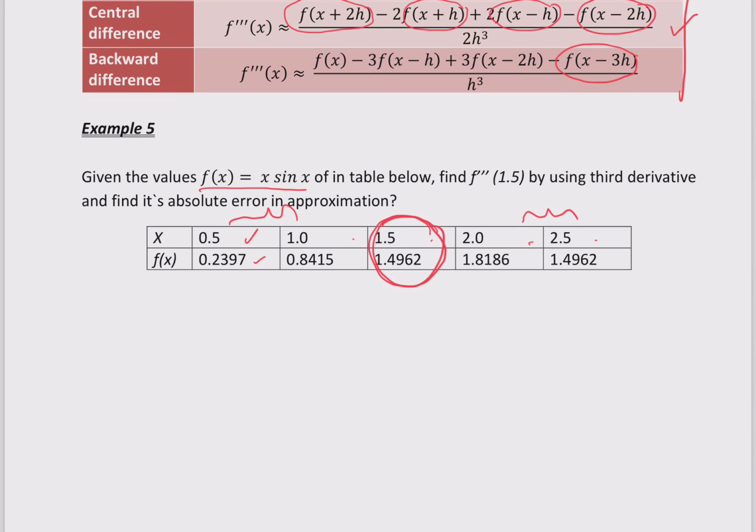And so now we want to use that formula, and we see here our grid spacing h is equal to 0.5, because the difference between the first x, 0.5, and 1 and all those points is 0.5. So what we want to find is the third derivative at the point 1.5.